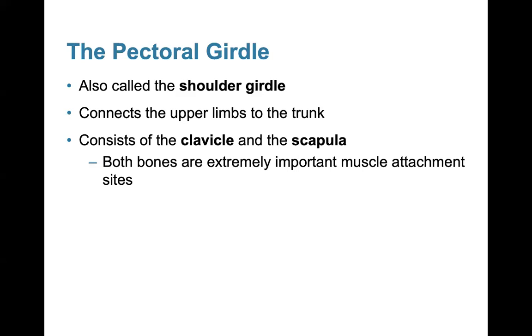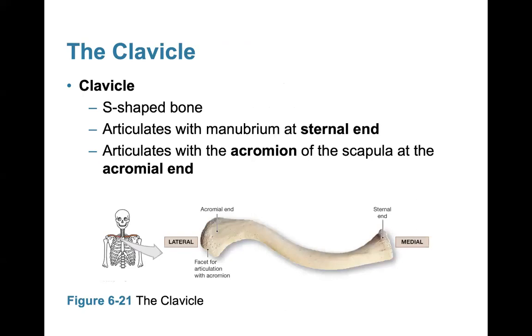Both bones are extremely important in muscle attachment sites. This is very important for this particular joint, in that this joint is held in place by a lot of muscles. So the clavicle is an S-shaped bone. It articulates with the manubrium of the sternum at the sternal end, and it will articulate with the acromion of the scapula, which we'll see in a second, at the acromial end. So the medial end of the clavicle will articulate with the sternum. The acromial end of the clavicle will articulate with the scapula.